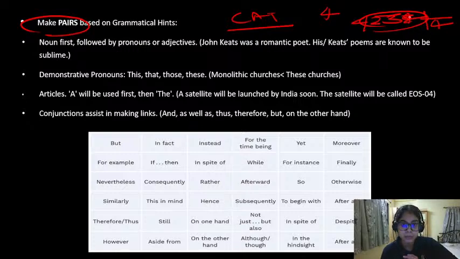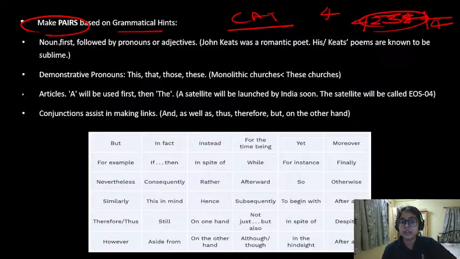Now how do you make pairs? You make pairs through your grammatical hints. Okay, hence grammar is very, very important. It's not a redundant topic. Please revise your grammar. It is important for CAT. Okay, not directly but indirectly.